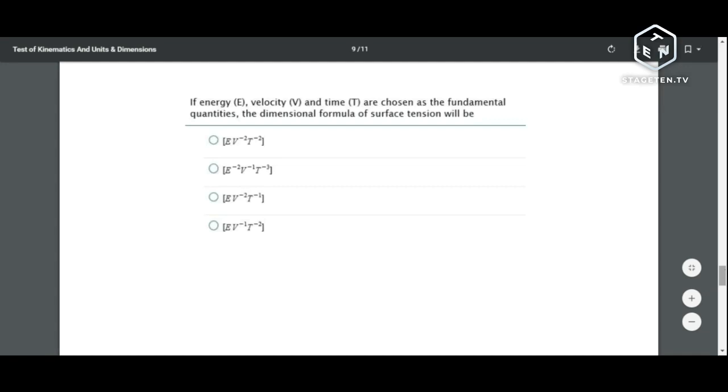Again the same way, in this case you have to consider the surface tension as E^a V^b T^c. Then you need to put in the dimensions of energy, velocity and time. Then you just need to equate the left hand side and the right hand side. On the left hand side you should take the dimensions of surface tension and then equate the values. You will get your a, b and c.